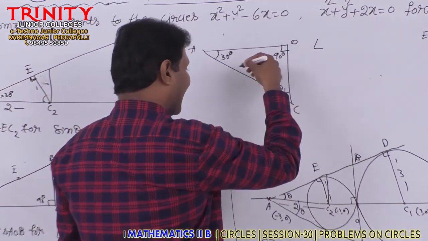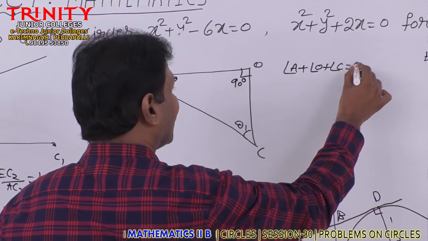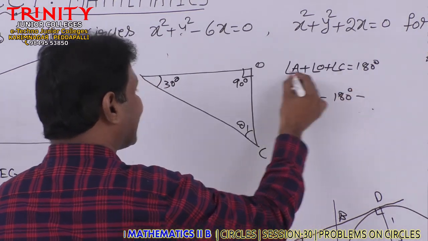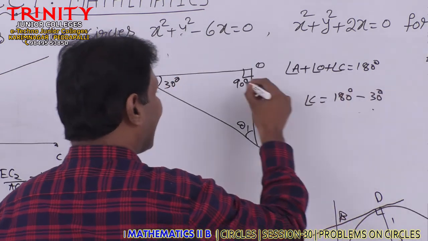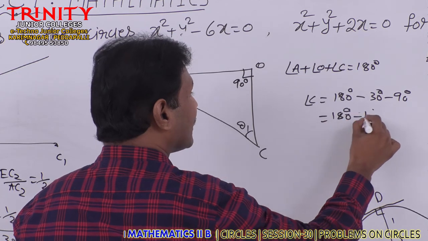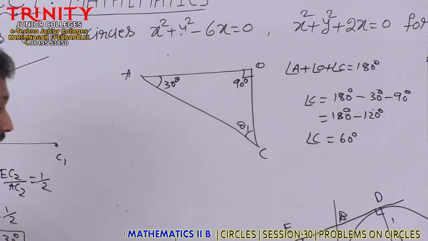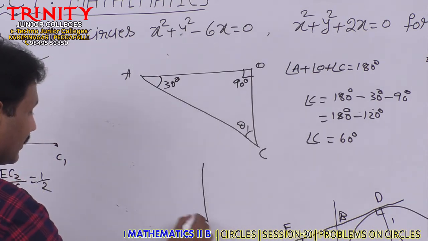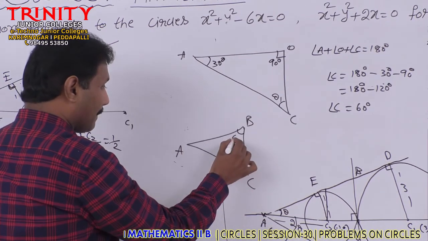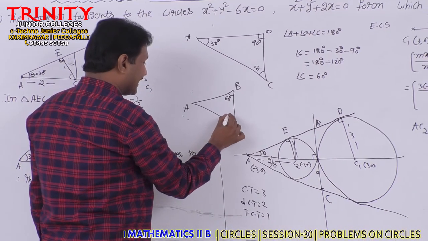We know that the sum of the angles is 180 degrees. Therefore, angle A plus angle O plus angle C equals 180 degrees. Therefore, angle C equals 180 degrees minus angle A, which is 30, and angle O, which is 90. That equals 180 minus 120, that equals 60. Angle C equals 60. Finally, in triangle ABC, angle B is 60 degrees and angle C is 60 degrees.